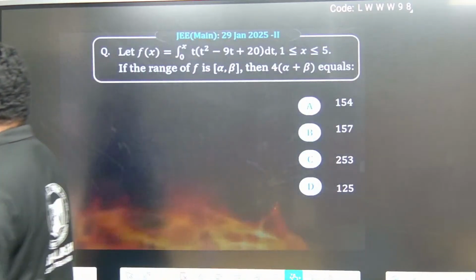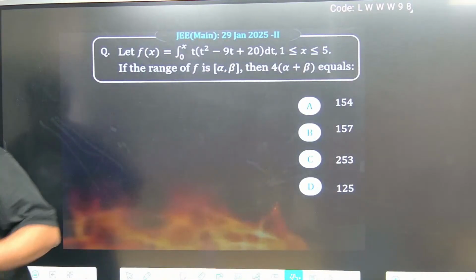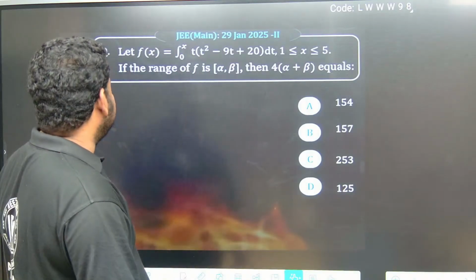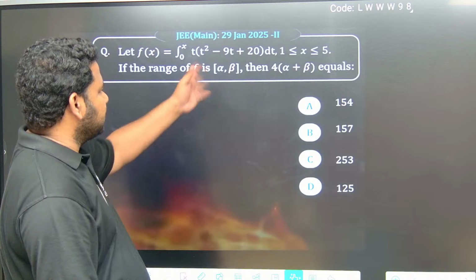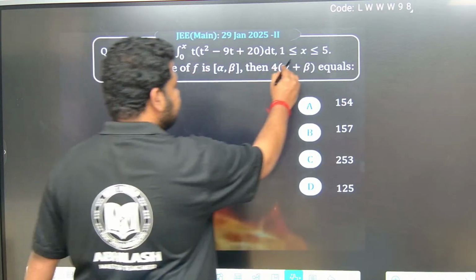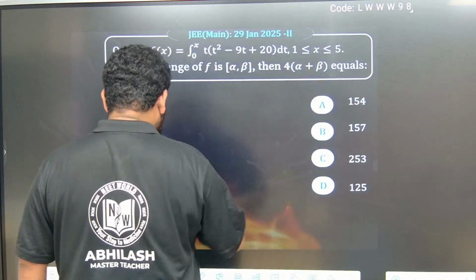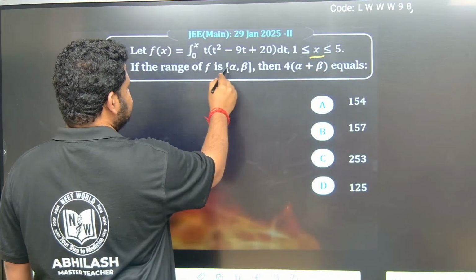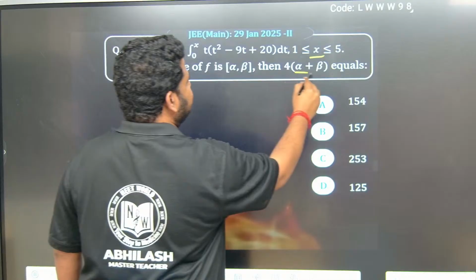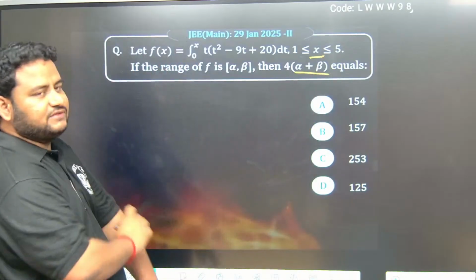This is also a mixed concept based question. What they are asking here, first focus here. Let f of x be the integral from 0 to x of 3 times t square minus t, where x is greater than 1 and less than 5. If the range of f is alpha comma beta, then 4 times alpha plus beta is equal to what, for x greater than 1 and less than 5.